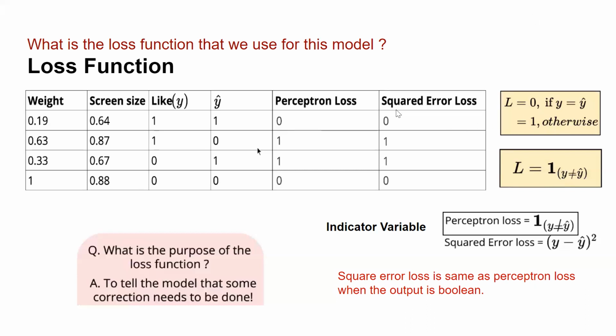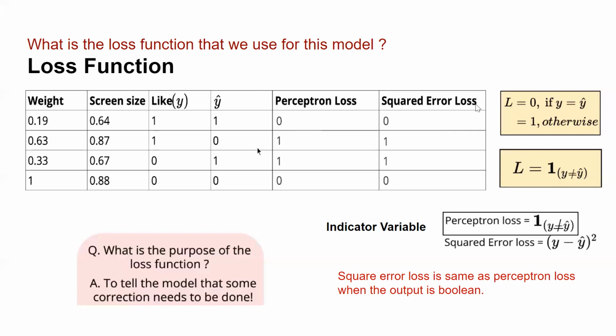Is this point clear to you? Let's see this example here. These are my input features, weight and screen size of my phone. This y is the actual label, and this y cap is my predicted label. So in this case, my target is Boolean, it is 0 or 1. So in this case, you'll see that my perceptron loss is equal to square error loss.